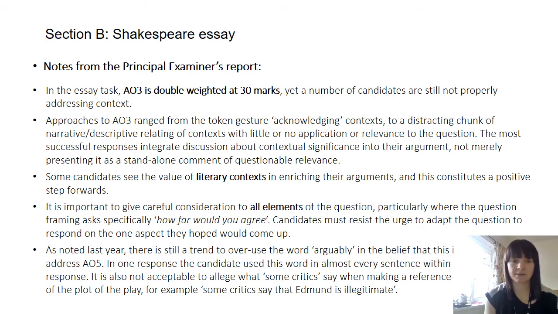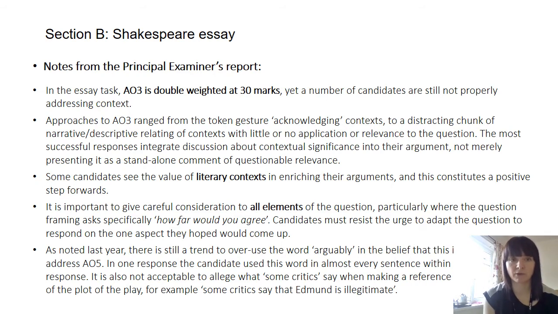And as has been noted in previous years, overuse of the word "arguably", in the belief that this is enough to address AO5, okay? You need to make sure that you're looking at what critics are actually saying. Don't simply just say "some critics". If you know that there is a feminist reading, if you know there's a historical reading, and you can quote it, then that's what's better.